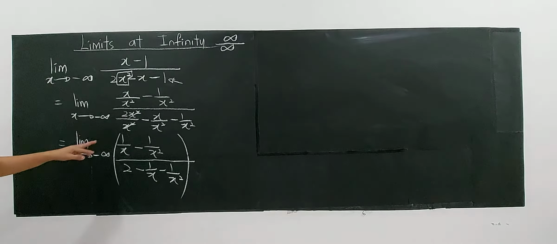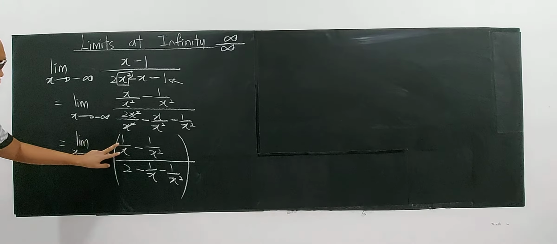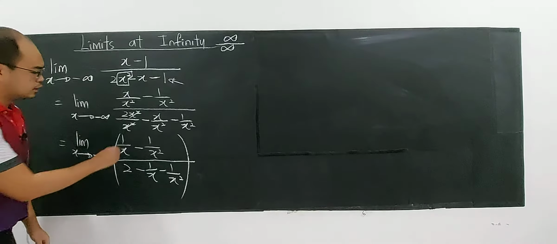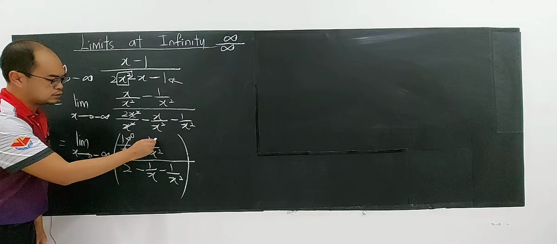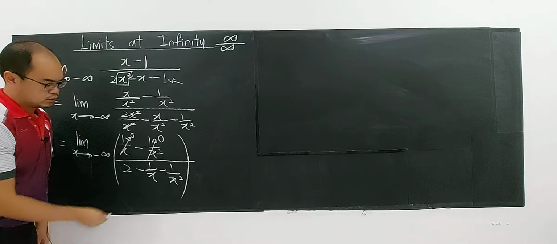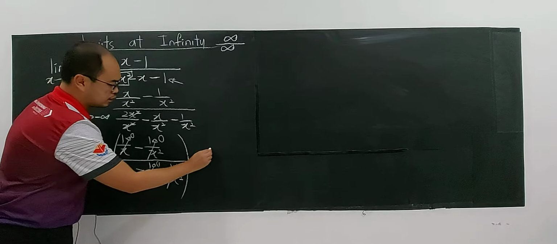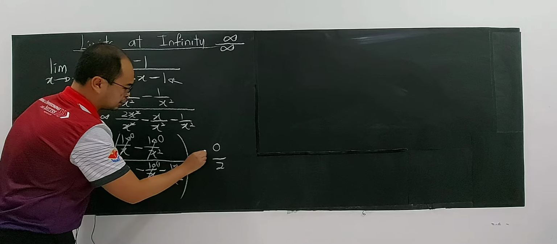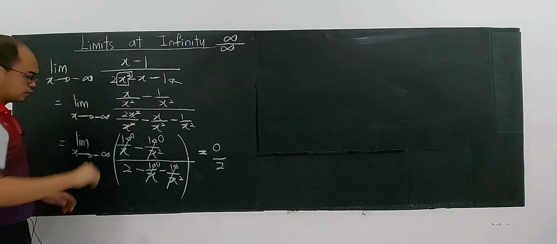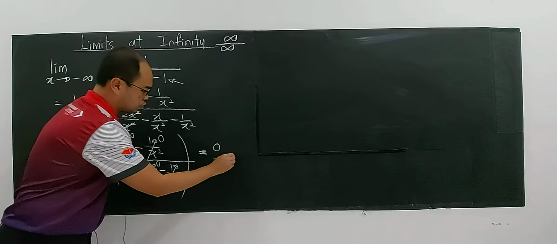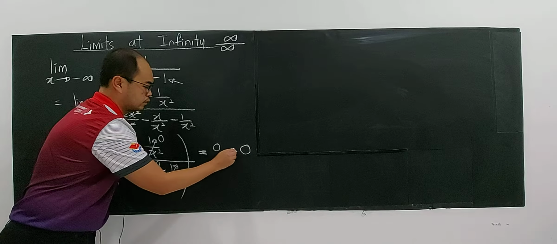As you know, any number divided by a very big number, whether a big negative number or a big positive number, gets nearer to 0. So this one also goes nearer to 0, and this one too. So you will get 0 minus 0 over 2. The limit of this function is 0, right?